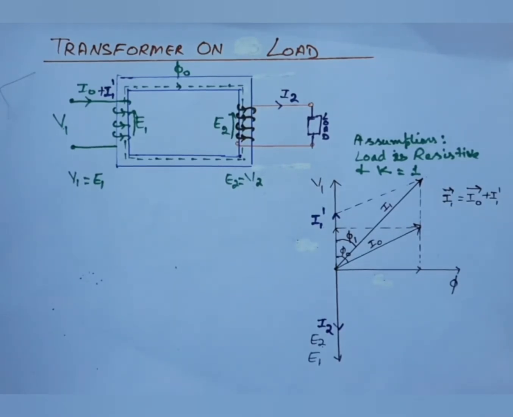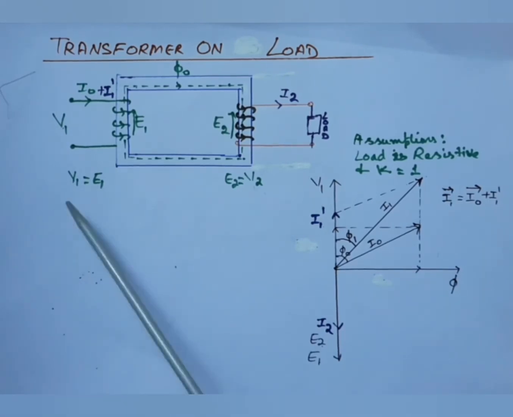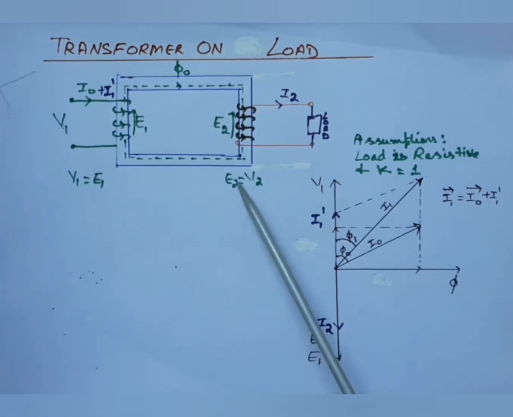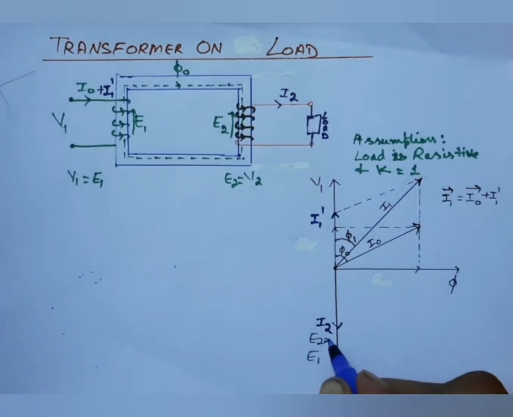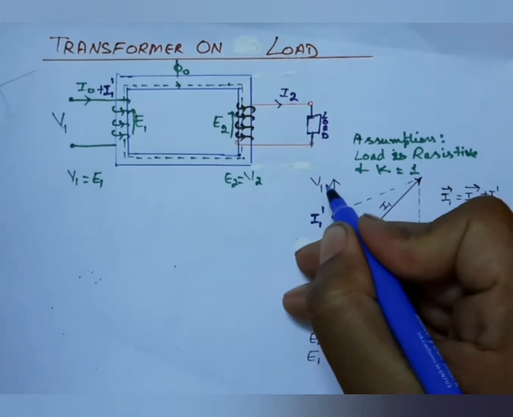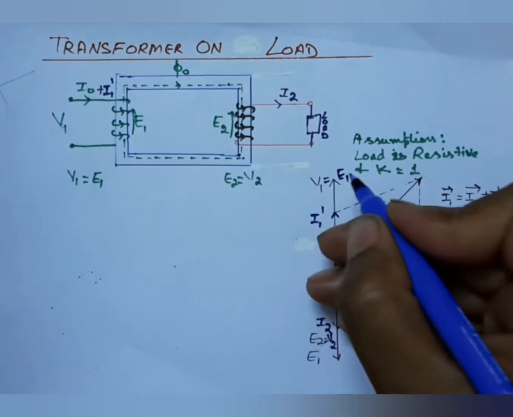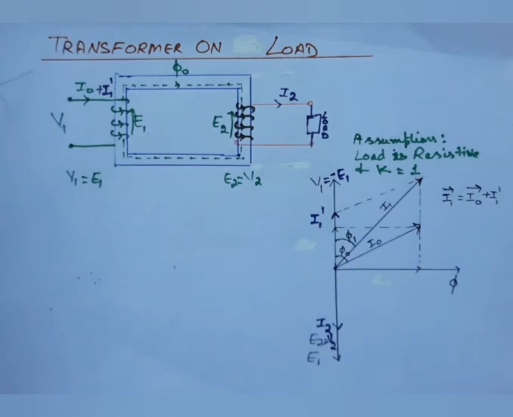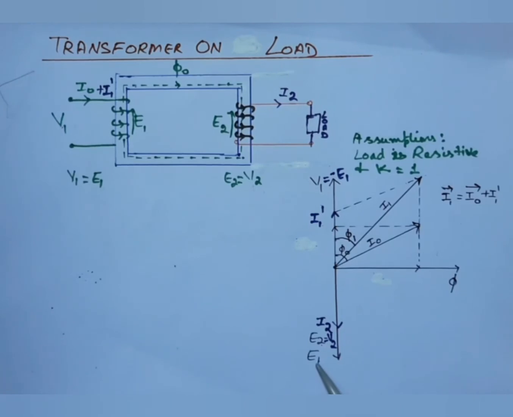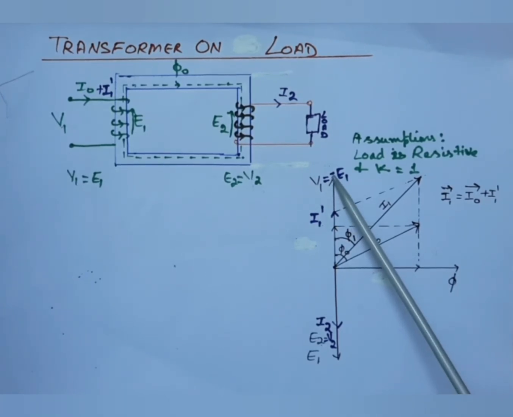Here one thing I forgot to mention, that we are assuming that there are no voltage drops in the winding. So V1 is equal to E1 and E2 is equal to V2, or I can write E2 is equal to V2 and V1 is equal to E1, but it is in opposition, so I have to mention a negative mark on the E1. I can mention E1 on this side also or this side also, but if I am putting it on the top side, I have to mention a negative mark.